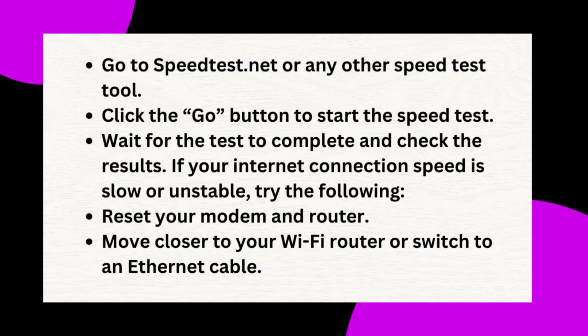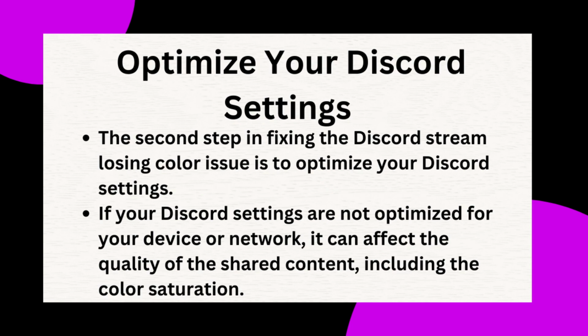Go to speedtest.net or any other speed test tool and click the Go button to start the speed test, wait for the test to complete, and check the results. If your internet connection speed is slow or unstable, try the following: reset your modem and router, move closer to the Wi-Fi router, or switch to an Ethernet cable.